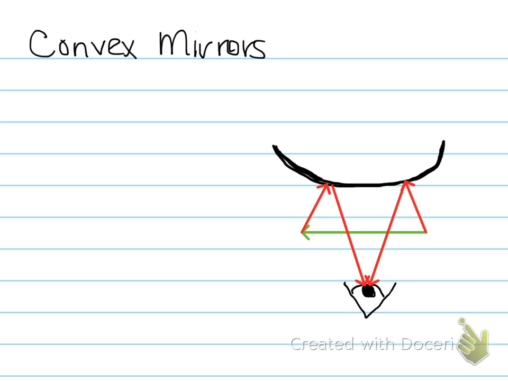So the first step is I drew a ray going from the tip of the image and the end of the image and reflecting those into the eyeball. And remember, for simplicity's sake, we're assuming that we're seeing it with one eye. Then what you need to do is extend the ray that hits the eye behind the mirror.